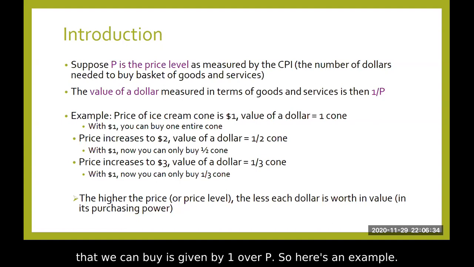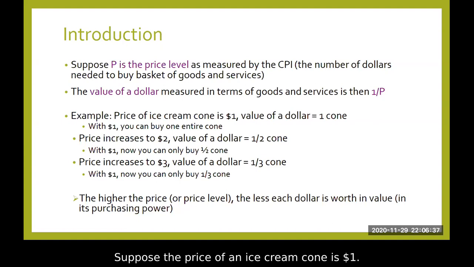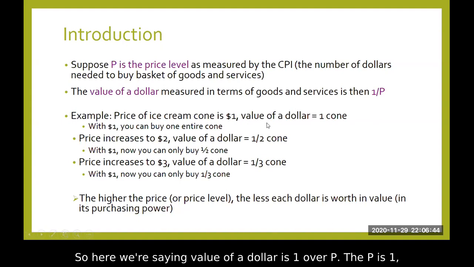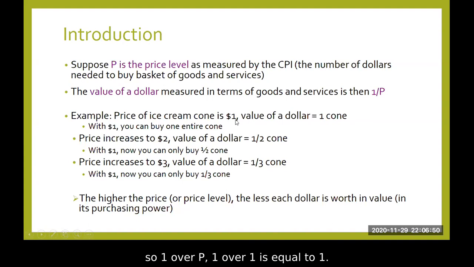So here's an example. Suppose the price of an ice cream cone is $1. Then the value of a dollar is one cone. So here we're saying the value of a dollar is 1 over P. P is 1, so 1 over 1 is equal to 1. With $1, if the price of each cone is a dollar, we can buy one entire cone. Now, if the price of the ice cream cone increases to $2, then the value of a dollar is 1 over P, so 1 over 2, which is 1/2.